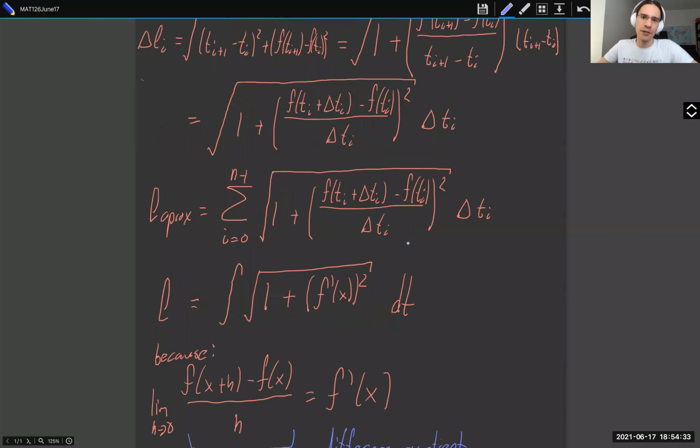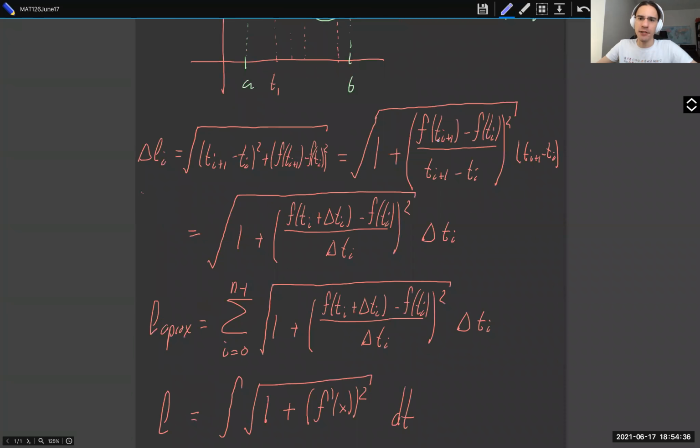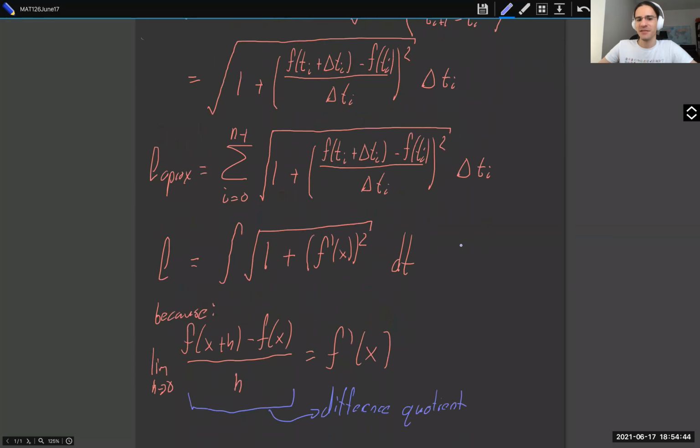Why is it called a difference quotient? Because this is the difference of the f sub i and this is the difference of the t sub i. So it's a quotient of differences, right? And so what we find then is we get a formula for arc length.